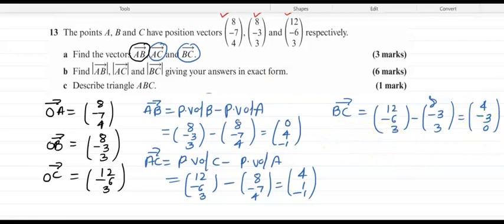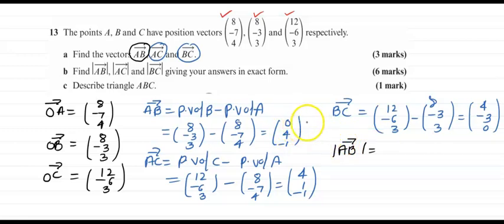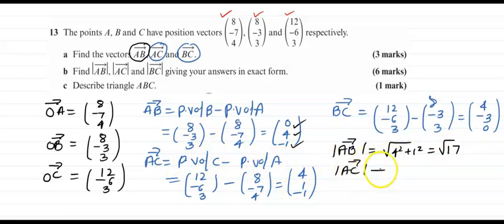Okay. Now we need to find the modulus. The modulus of AB will be 0 square plus 4 square plus minus 1 square. So let's write down 4 square plus 1 square, that is root 17. Modulus of AC: it should be 4, 1 and minus 1, so 4 square plus 1 square plus 1 square, so it should be root 18. Root 18 we can write as 3 root 2.